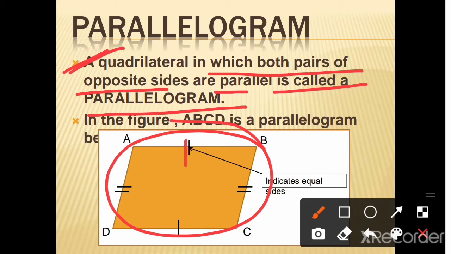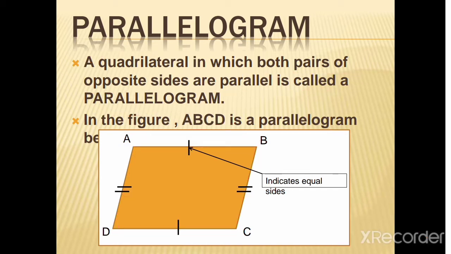These are opposite sides AB and CD. Both are parallel and both are equal. And the opposite angles are also equal. This is an opposite angle, both are equal. Opposite angles are equal and opposite sides are parallel and equal. So ABCD is a parallelogram.